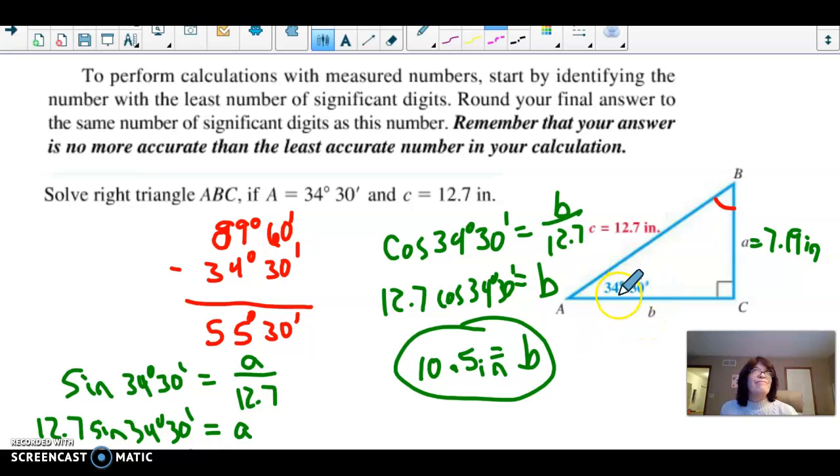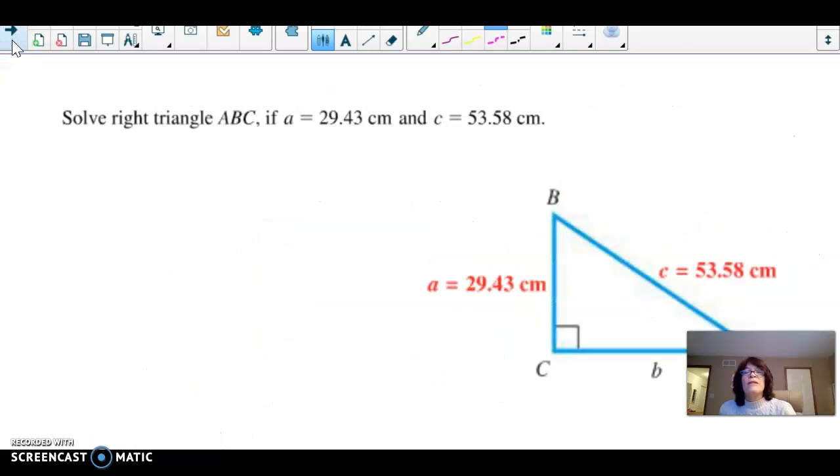In other words, I don't want to round what the sine of 34 degrees 30 minutes is if I'm writing that down. Some people take the cosine of 34 degrees 30 minutes and write that number here. Don't round until the very end. That way you have the closest answer. You might round too early and get more round off error than you should.